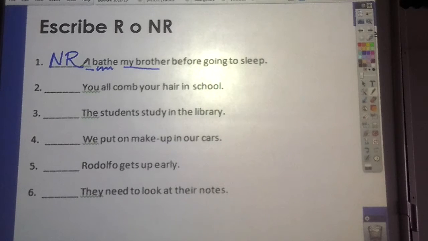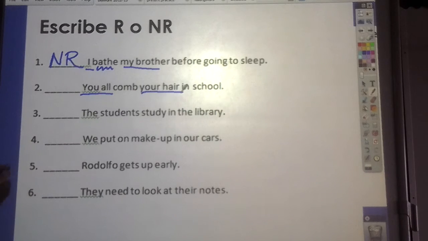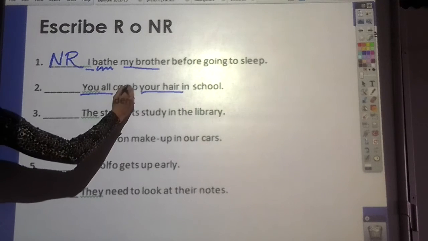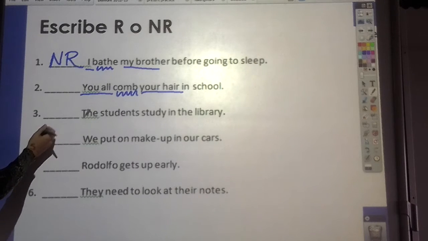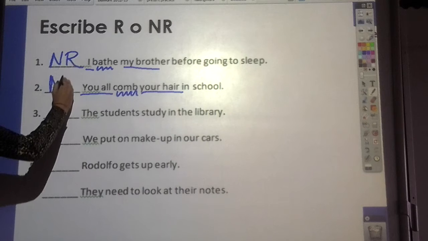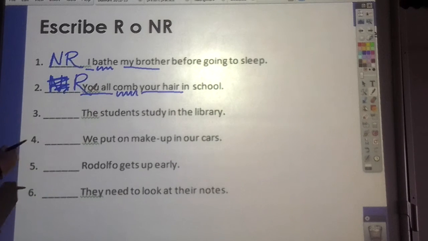Número dos. You all comb your hair in school. Comb is our verb. In this case, you all are doing the action, and who is it happening to, or what is it happening to? It's happening to you all, again, because it's you all's hair. So this one would be reflexive.